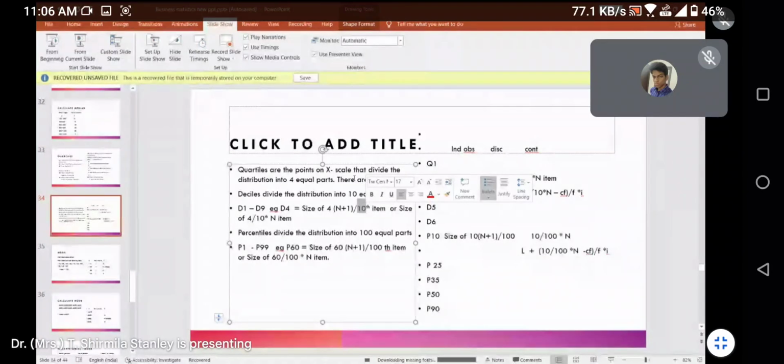But how did we get 1 by 2 for Q2? 2 into n plus 1 by 4 will give you... Very good. So it is 2/4 of n plus 1. 1 by 4 of n plus 1 is Q1. 2 by 4 of n plus 1 is Q2. 3 by 4 of n plus 1 is Q3. Instead of writing 2 by 4, we have simplified it and written it as 1 by 2. That's how you're getting 1 by 2 of n plus 1.